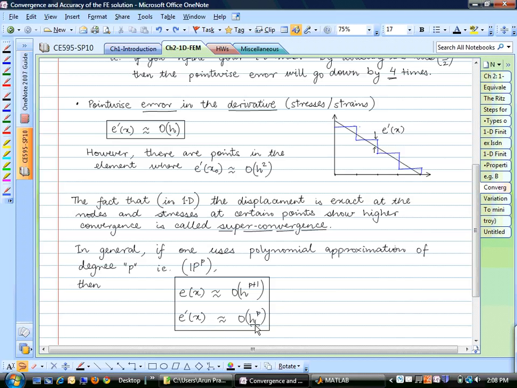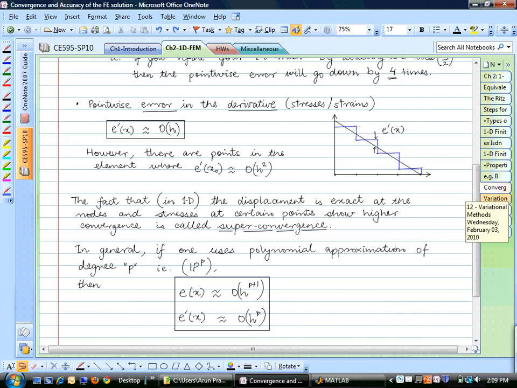But the error in the derivative is of the same order in general as this polynomial order. So this is something that I'm just stating without trying to prove anything, but this is for your knowledge. When you try to implement something, you should know: can I just keep on increasing the number of elements or the polynomial order? What happens? Okay.